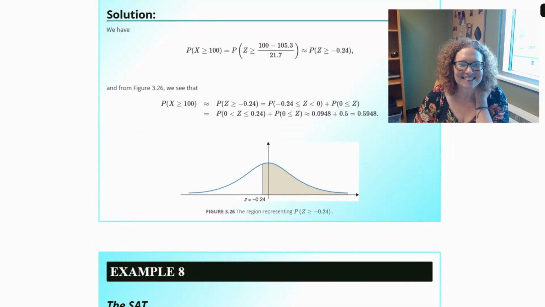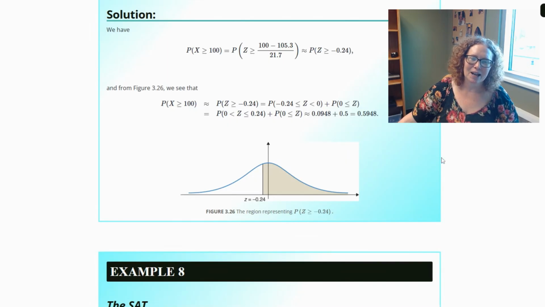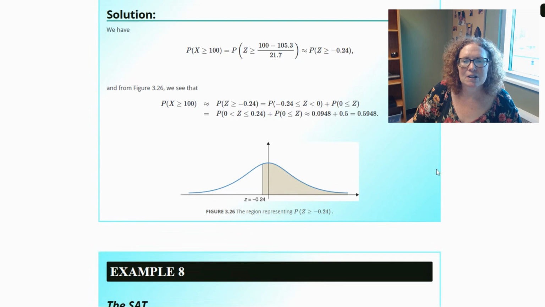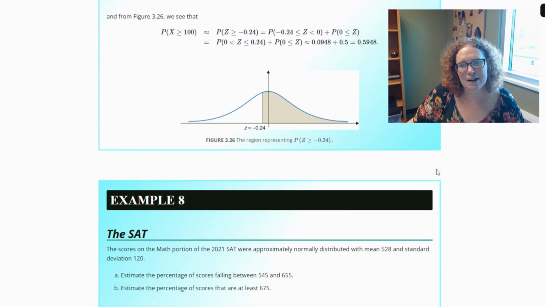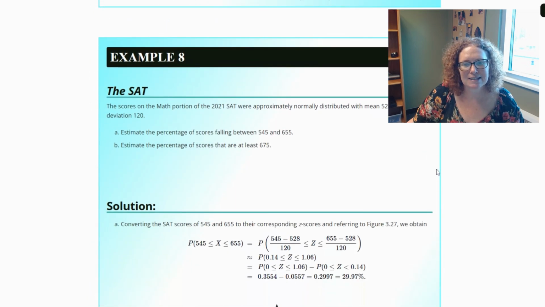This one, see where it is? See how when you graphed it, that's why it's so nice to see the graph. All of that right side is shaded, but we just have that little bitty portion on the left. So we're going to add the 0.5 there. So it's going to be 0.0948 plus the 0.5, which is going to give us 0.5948.